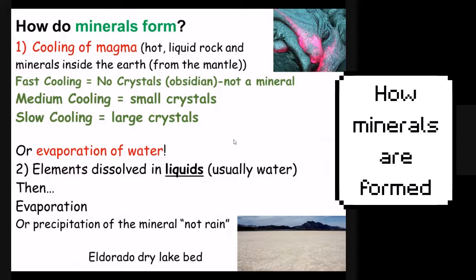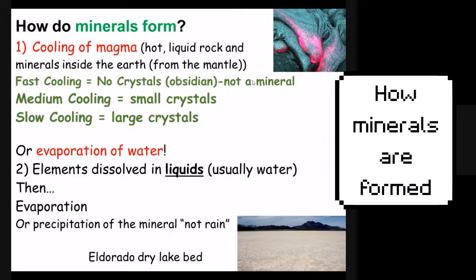So let's focus on cooling of magma first. Fast cooling means you get no crystals at all. That's obsidian. And that's not a mineral. If it doesn't have crystals, it's not a mineral. So let's say you have some lava that falls right into the ocean or something like that, or it falls onto a bank of ice or a glacier. That's going to form obsidian. That will not make a mineral.